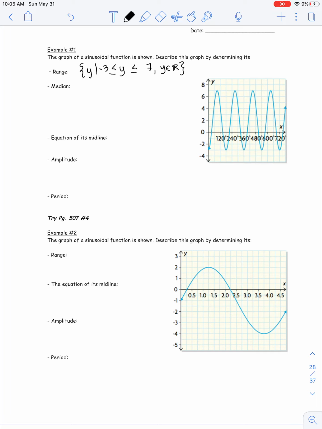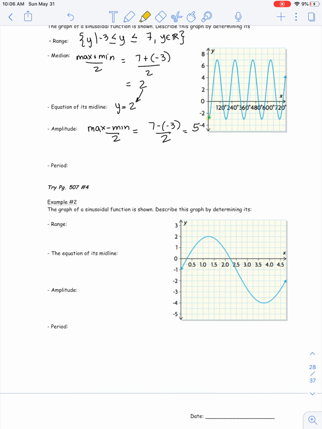The median is the same as the midline, and that's taking your max plus min divided by 2. So 7 plus -3 divided by 2 equals 2 if you calculate it. The equation of the midline is just writing it as y equals 2. So this answer just goes there. The amplitude is max minus min divided by 2. So that'll be 7 take away -3 divided by 2 equals 5.